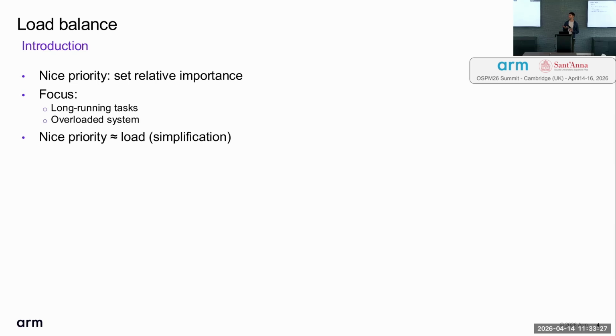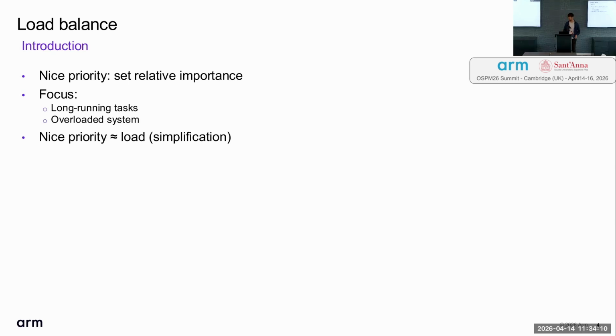In the scheduler, we can define a nice priority, which gives more importance to some tasks over others, and they should receive more running time compared to other tasks. In my case, I'm only interested in long-running tasks in an overloaded system, as I showed in the previous slide. So I'm making an approximation, a simplification, which is that the nice priority is somehow related to the load.